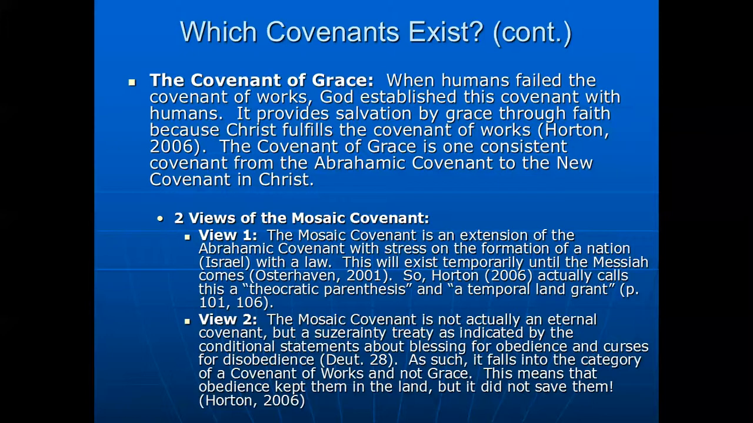path for humankind. There are two views on the Mosaic covenant as they relate to this whole concept of the covenant of grace. The first view is that the Mosaic covenant is an extension of the Abrahamic covenant. So it belongs under this category of the covenant of grace. And it has a certain stress on the formation of Israel as a nation that has a law that God has given to her. This exists temporarily until the Messiah comes. So Horton, or those who might embrace this view, actually calls this a theocratic parenthesis or a temporal land grant.